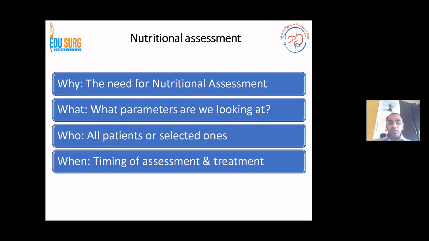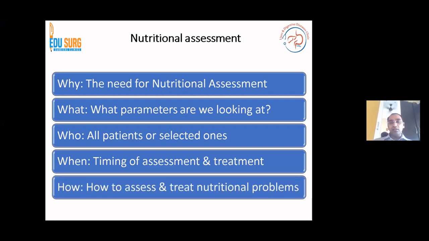And what kind of treatment are we giving these patients? So these are the questions that we are trying to answer today. And the last is how to treat these nutritional problems.